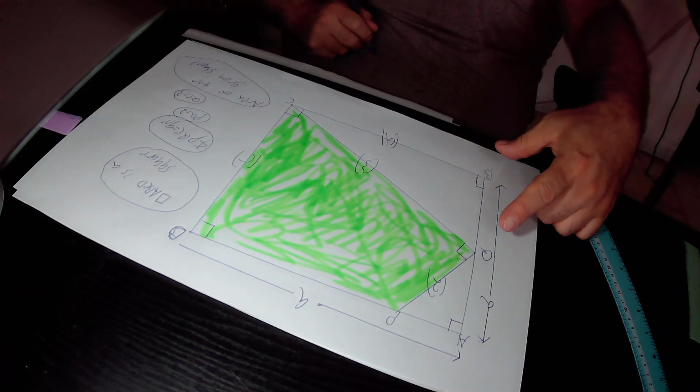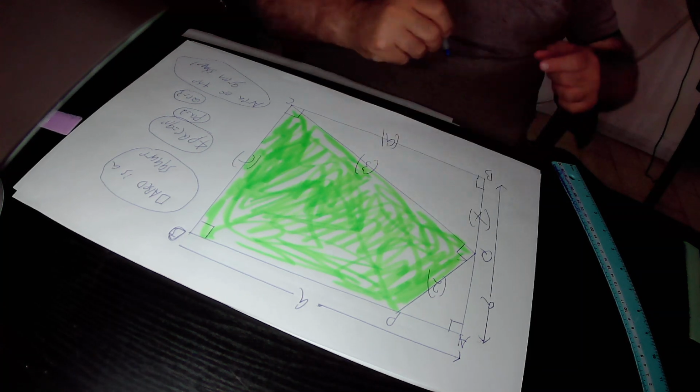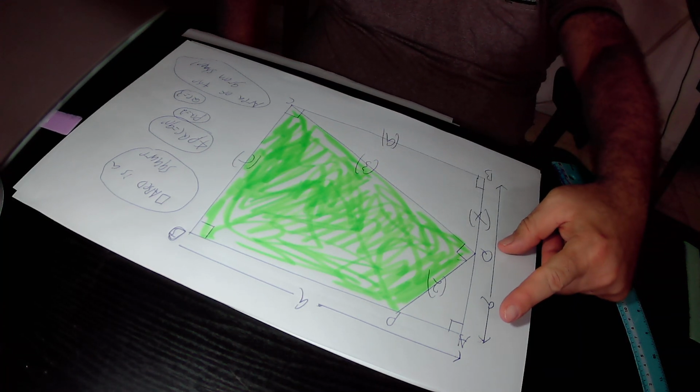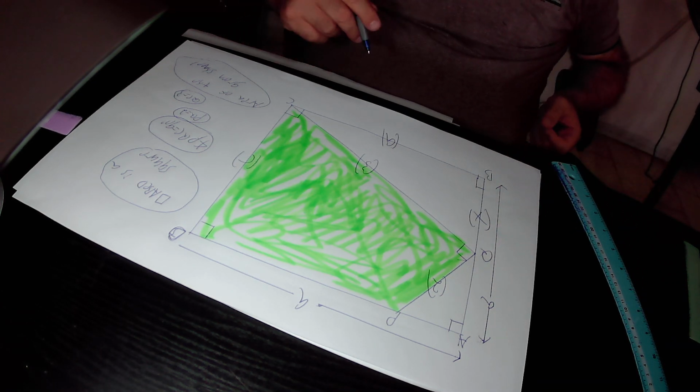We define this line segment QB as X. So what is the missing line segment AQ? From the drawing it is very easy to see that AQ equals AB minus QB. So write it down.